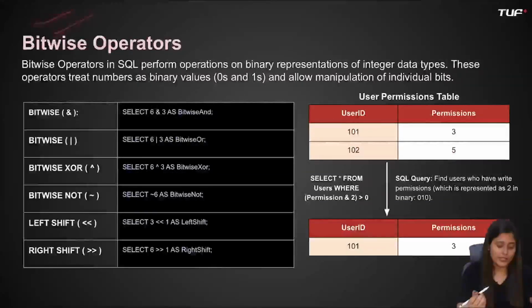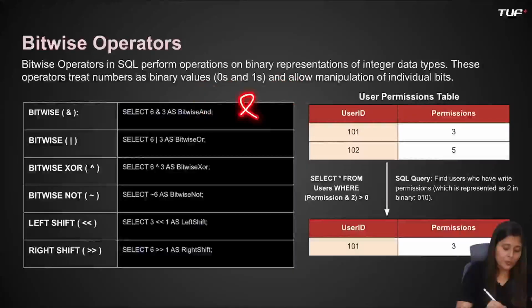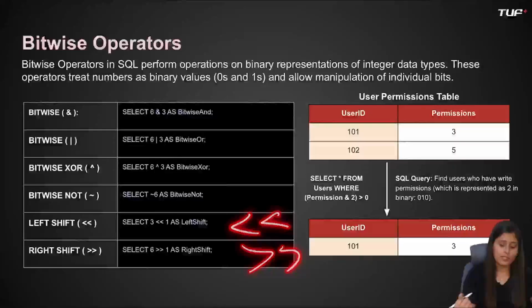Next is bitwise operator. Bitwise operator is also similar to AND and OR, but instead of writing it in alphabetical form, we'll be denoting it with symbols. This symbol is for AND, this sign is for OR. Similarly, this is for XOR, NOT operator, left shift and right shift. So let's see what it means.